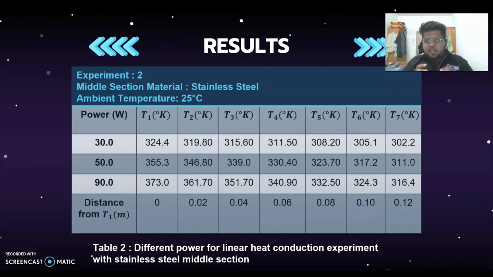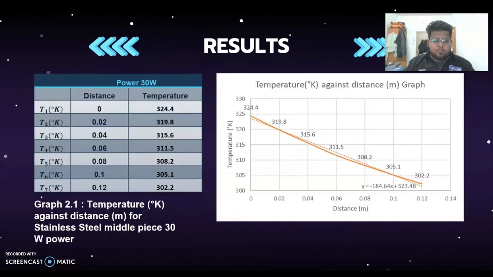And different materials also have different thermal conductivity. Hence, the rate of transfer of heat from the hot region to a cold region is lesser, or sometimes it might also increase. Okay, here we can also see the temperature against distance for 30 watts of power using the stainless steel material.